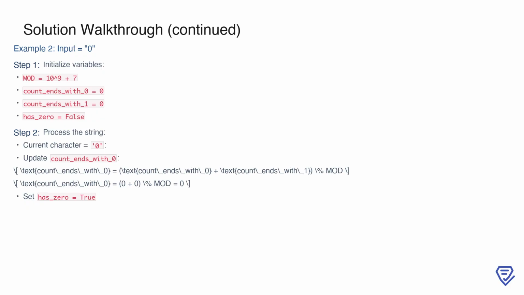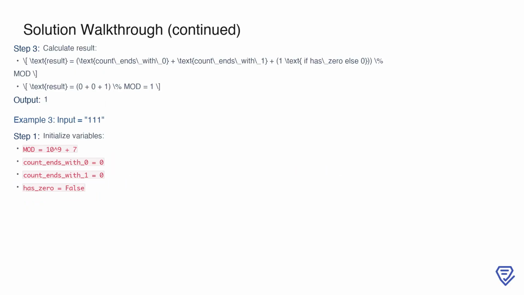Processing the single character, 0, we update count_ends_with_0 as the sum of count_ends_with_0 and count_ends_with_1, modulo mod. Since both counters are initially 0, this calculation results in count_ends_with_0 remaining 0. However, we set has_0 to true since we encountered a 0. With the string processed, we calculate the result. Using the formula, the result is the sum of count_ends_with_0, count_ends_with_1, and an additional one if has_0 is true, all modulo mod.